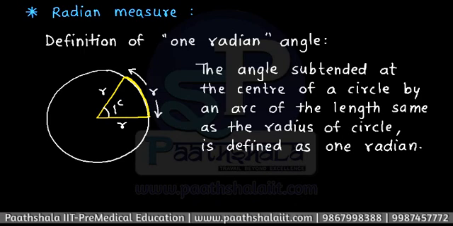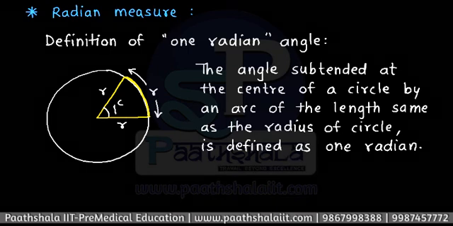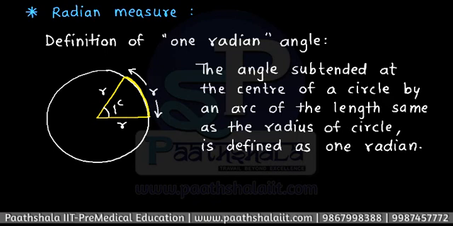Now in this case, the angle which is subtended at the center by this arc which has the length same as the radius of the circle, that angle is defined as 1 radian. Alright, so that is how the 1 radian angle is defined.